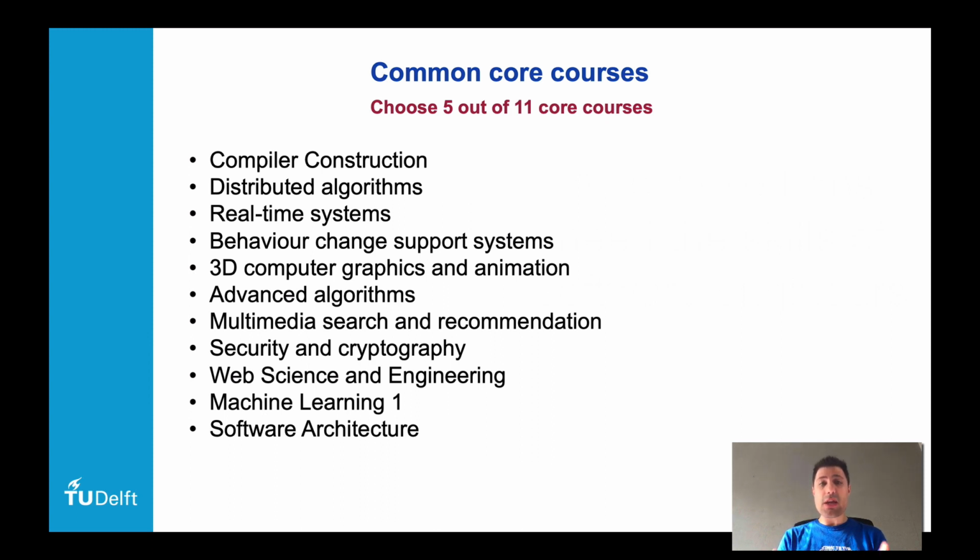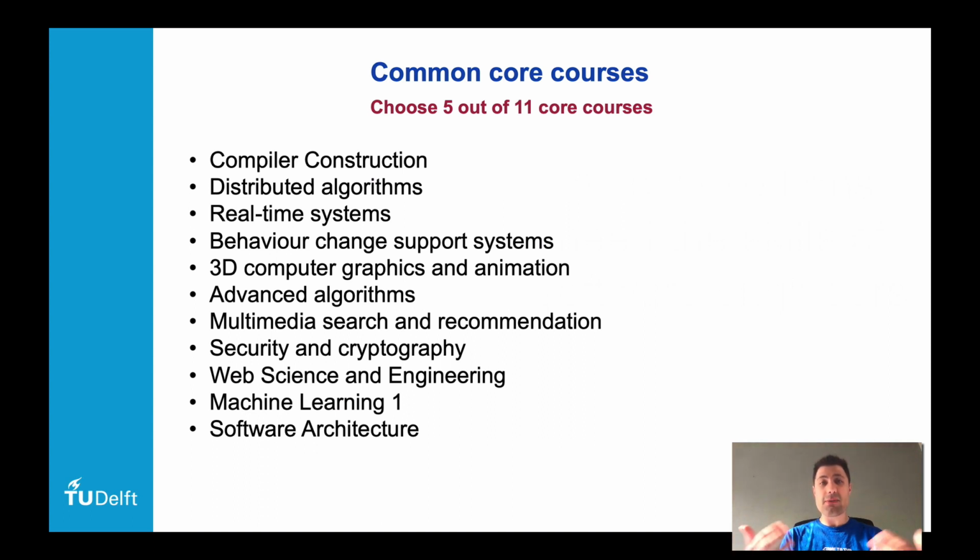And just to give you a taste of what type of courses you will follow in this track, this is the list of the core courses. So compiler construction, distributed algorithms, real-time systems, behavior chain support systems, 3D computer graphics, advanced algorithms, multimedia search and recommendation, security and cryptography, web science and engineering, machine learning 1, and software architecture. So you can see that the courses are very diverse, and it is up to you to choose where your interests lie, right? And we offer you lots of different things.